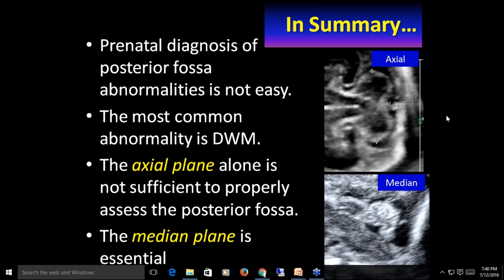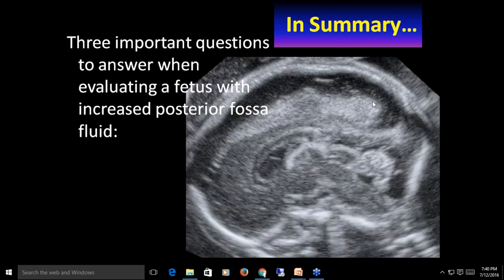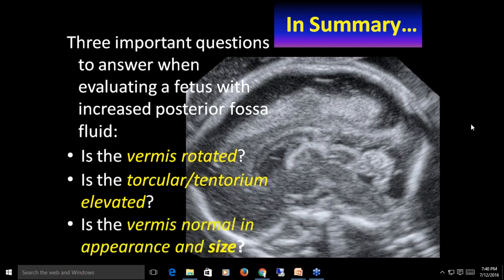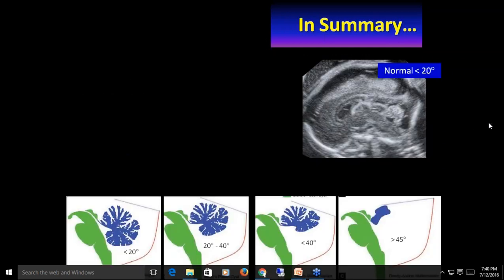The most common abnormality is Dandy-Walker. The axial plane alone is not sufficient to properly assess the posterior fossa. The median plane is essential. Also, please keep in mind the three important questions which should be answered when looking at fetuses with this condition. Again, to remind you, the questions are: is the vermis rotated? Is the tentorium elevated? Is the vermis normal in appearance and size?